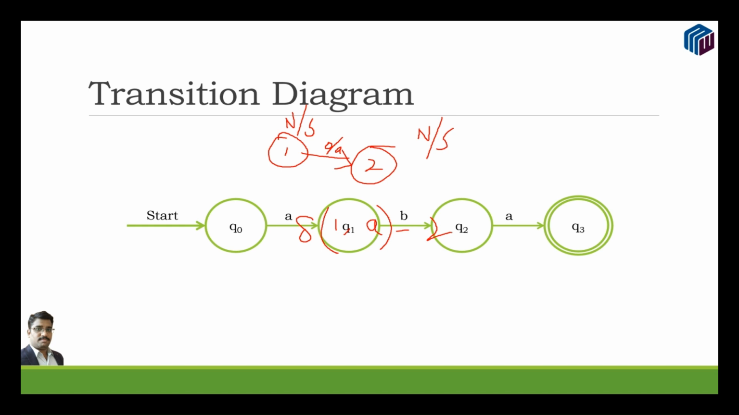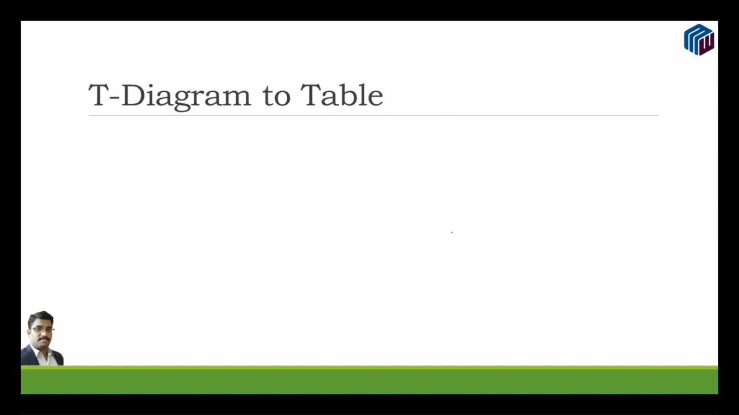Here we have four states Q0, Q1, Q2, and Q3. The input alphabets are A and B. So we can say the input alphabet sigma equals {A, B}, and capital Q equals {Q0, Q1, Q2, Q3}. That is the transition diagram. Now we'll see how to convert the transition diagram into a table.